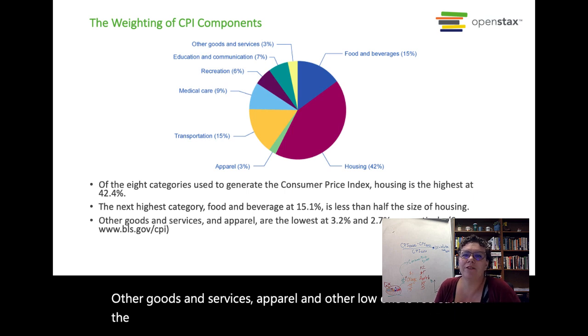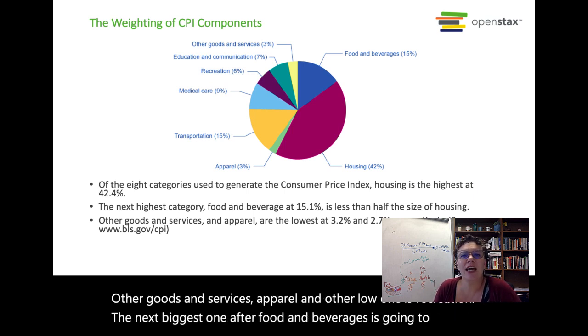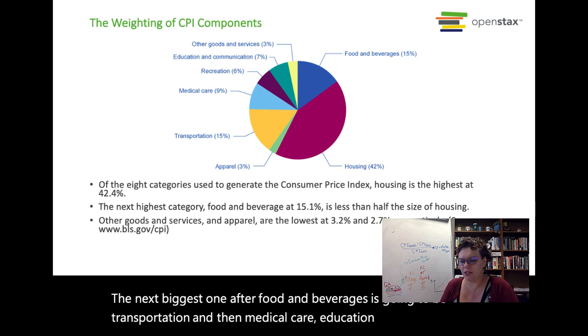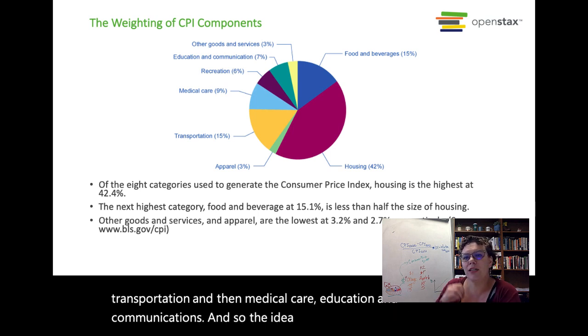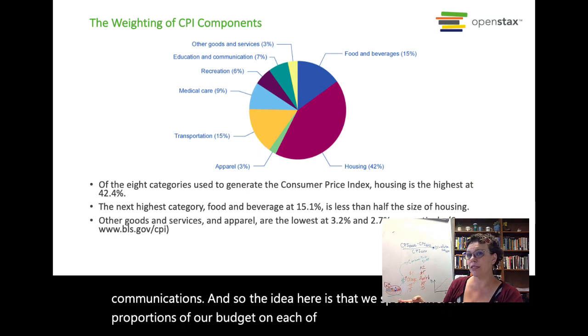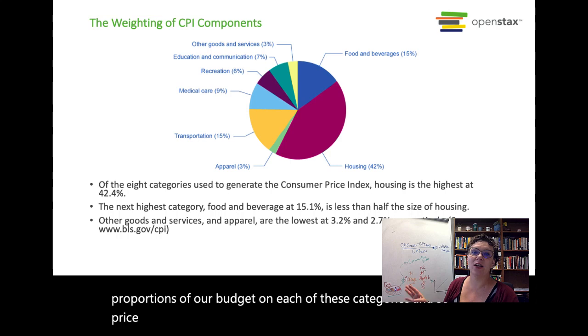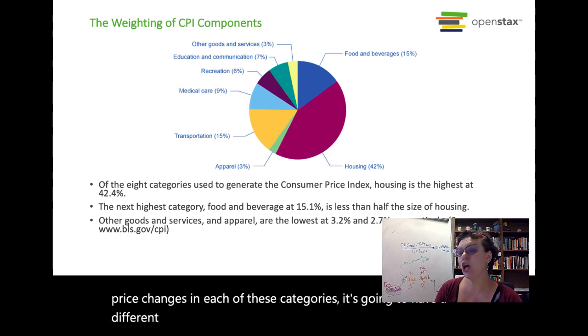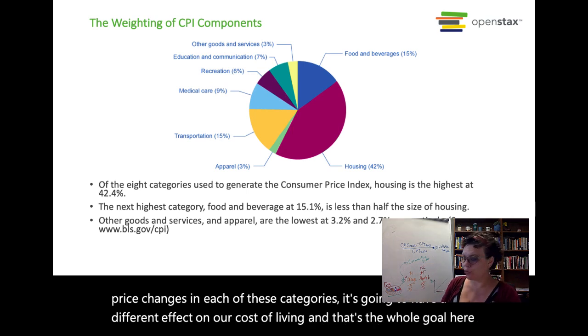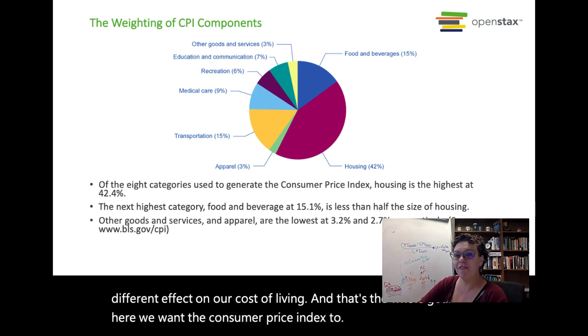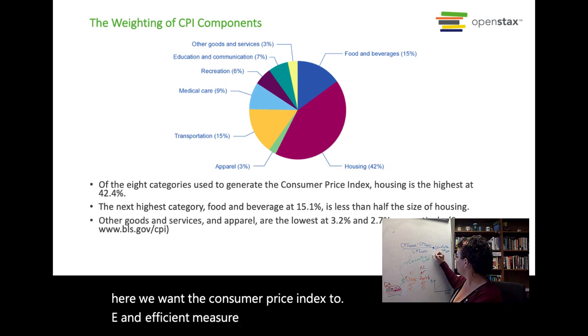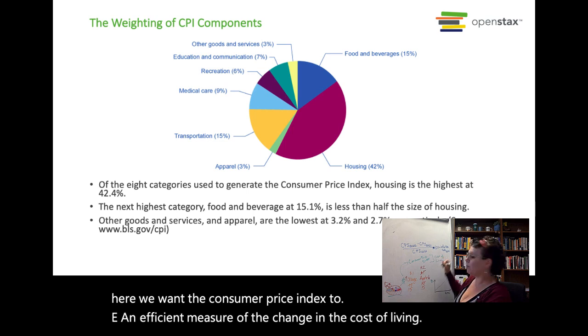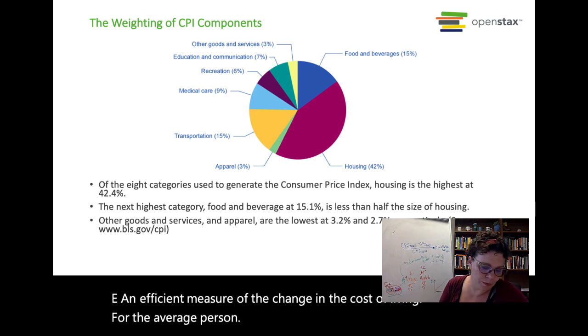The next biggest one after food and beverages is going to be transportation, and then medical care, education, and communications. And so the idea here is that we spend different proportions of our budget on each of these categories. And so price changes in each of these categories is going to have a different effect on our cost of living. And that's the whole goal here. We want the consumer price index to be an efficient measure of the change in the cost of living for the average person. Cool?